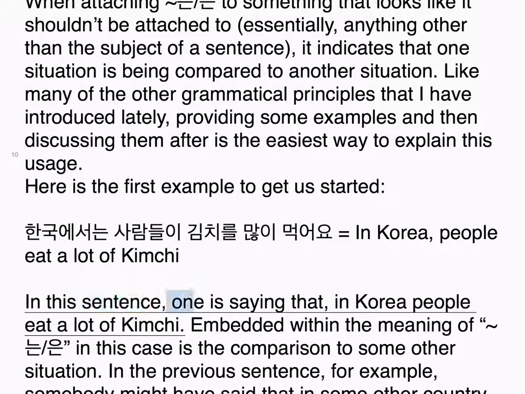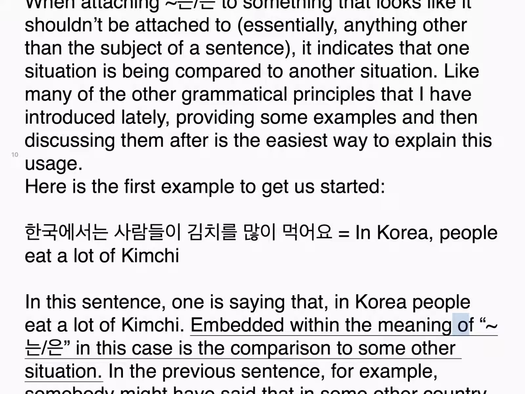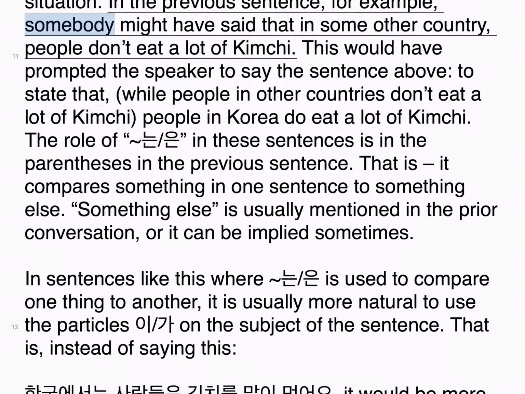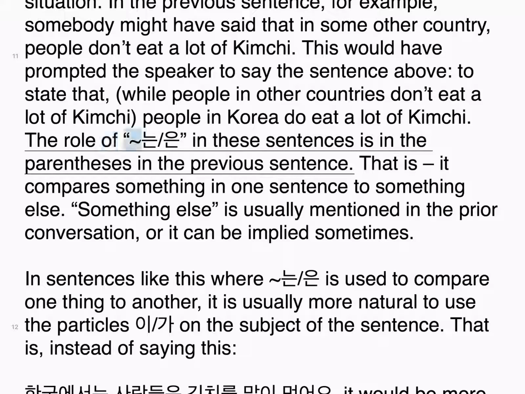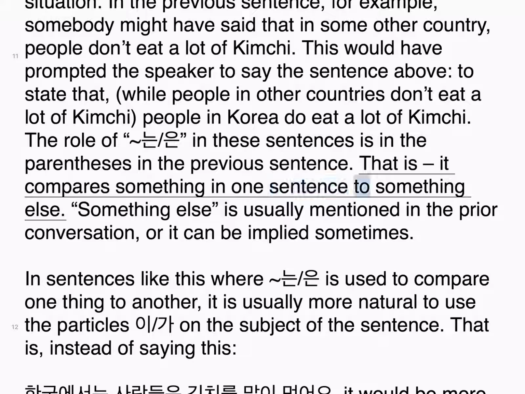In this sentence, one is saying that in Korea people eat a lot of kimchi, and embedded within the meaning of 는 in this case is the comparison to some other situation. In the previous sentence, for example, somebody might have said that in some other country, people don't eat a lot of kimchi. This would have prompted the speaker to say the sentence above, to state that, while people in other countries don't eat a lot of kimchi, people in Korea do eat a lot of kimchi. The role of 는 in these sentences is in the parentheses in the previous sentence. That is, it compares something in one sentence to something else.